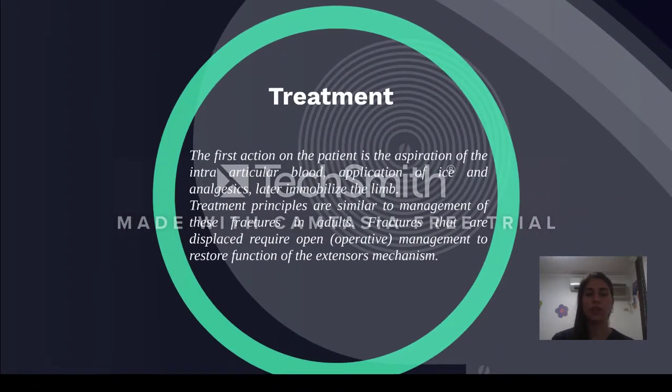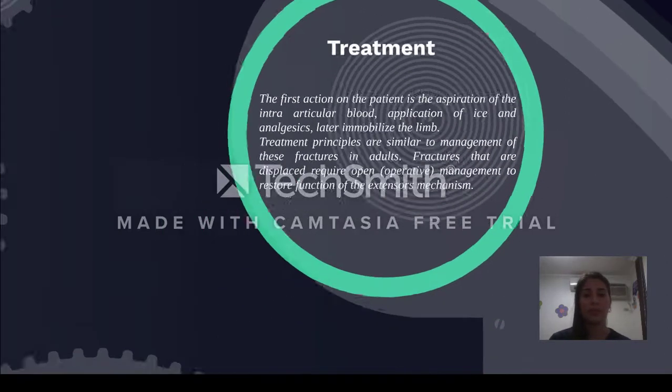As a treatment, we could say that the first action on the patient is aspiration of the intra-articular blood, application of ice and analgesics, and later immobilize the limb. Treatment principles are similar to management of these fractures in adults. Fractures that are displaced require open management to restore function of the extensor mechanism.